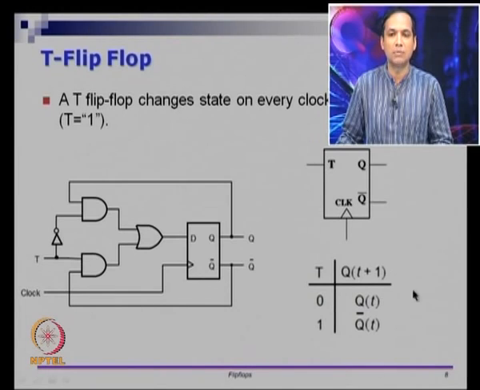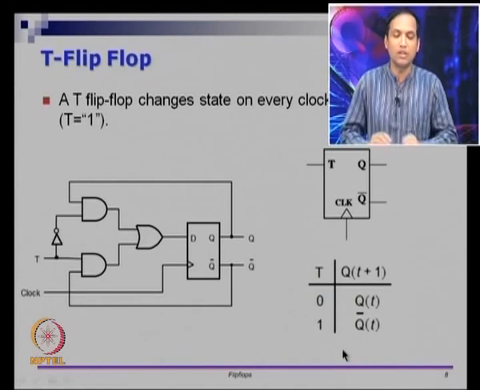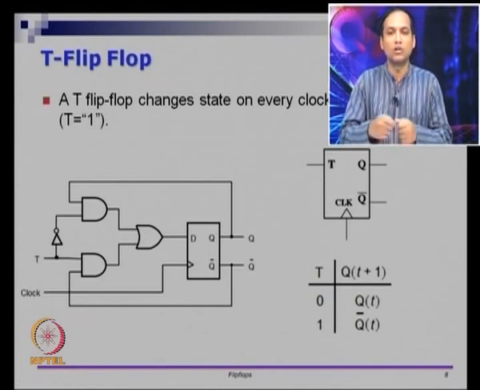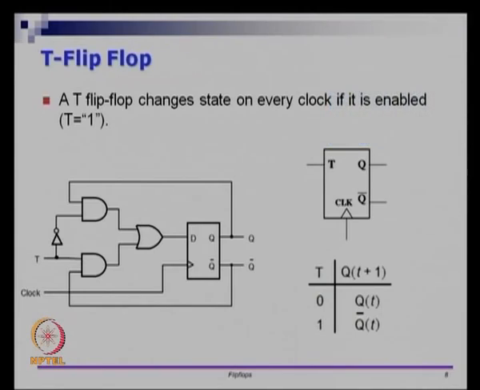The characteristic table is given here. When T is 0, Q of t plus 1 is the same as Q of t. When T is 1, Q of t plus 1 is Q bar of t. Right. This is a toggle flip flop. This toggle flip flop is quite handy if you want to toggle some signal in every step. So this is a very nice and handy circuit to have.